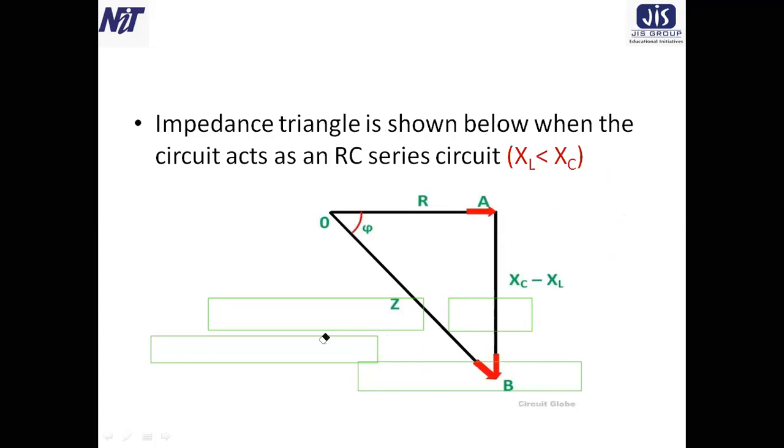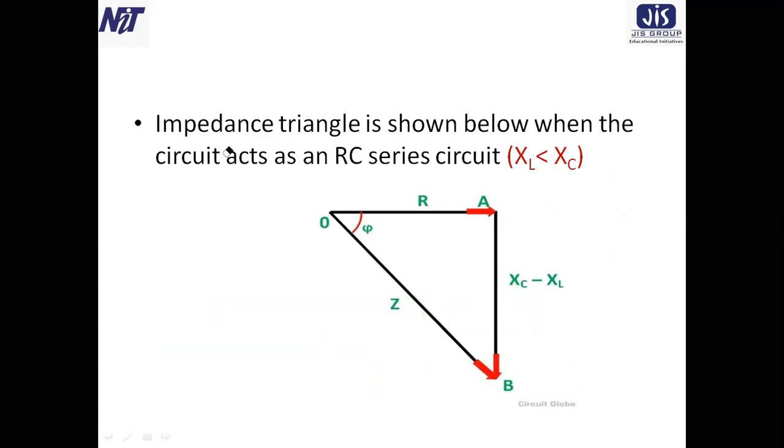Here, the impedance triangle is shown below when the circuit acts as an RC circuit. So in this case, if XL is less than XC, then this will be the figure. And here, the current is leading. It's a leading power factor. XC minus XL.